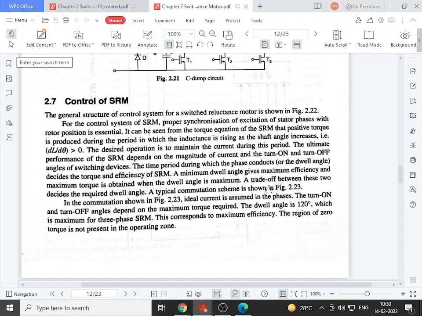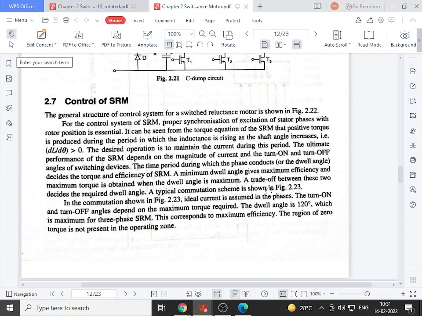Okay. So again, if you recall the torque equation of SRM, we have derived that torque equation of SRM in this particular chapter itself. So from the torque equation of SRM, the positive torque is produced only when the inductance is in its rising region.